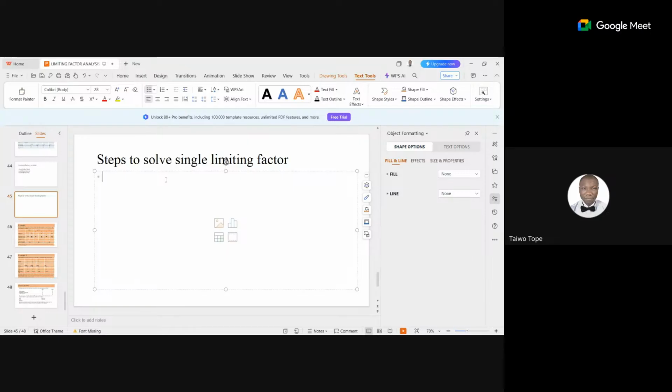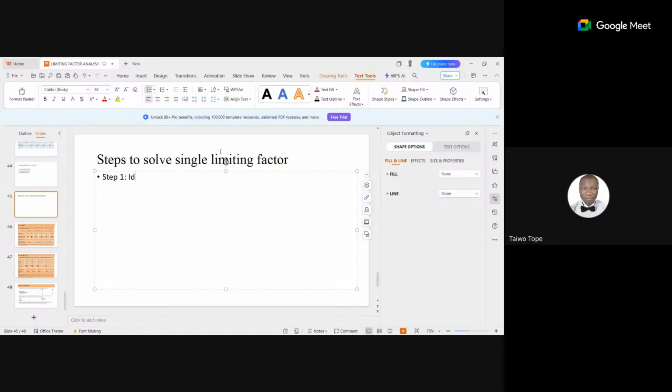They can tell you that labor is limited to this, or the raw material available is this. So in your own understanding, you should know that this is the maximum, this is the limit the organization can afford within that production period. So you must be able to identify what the limiting factor is in a question. That is the first step. So step one is your ability to identify the limiting factor.